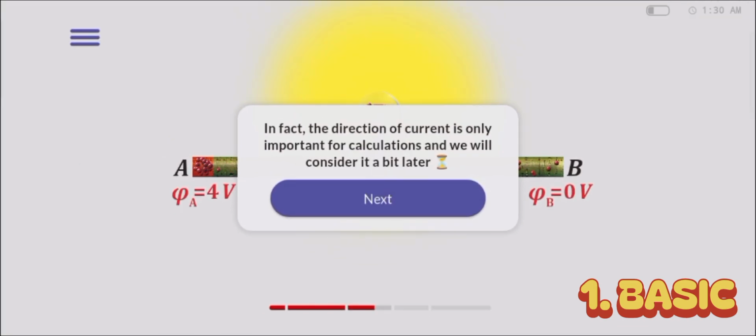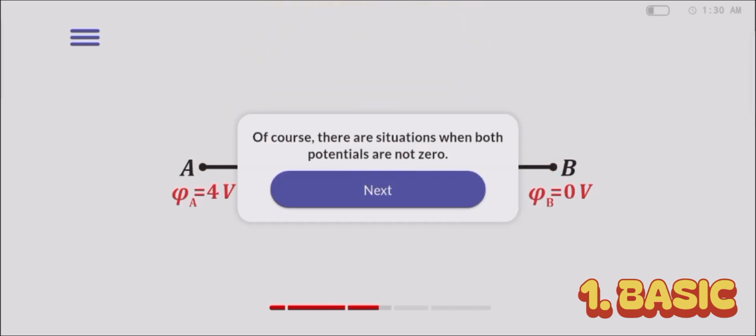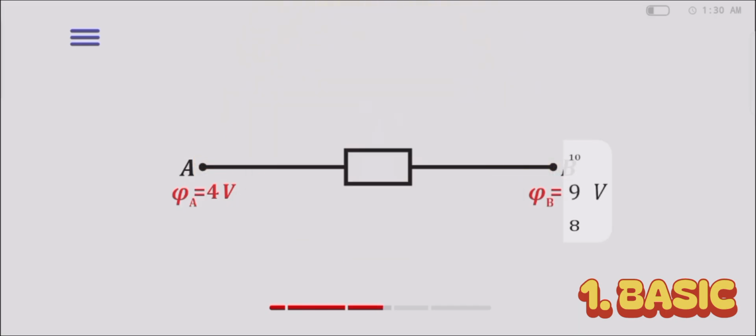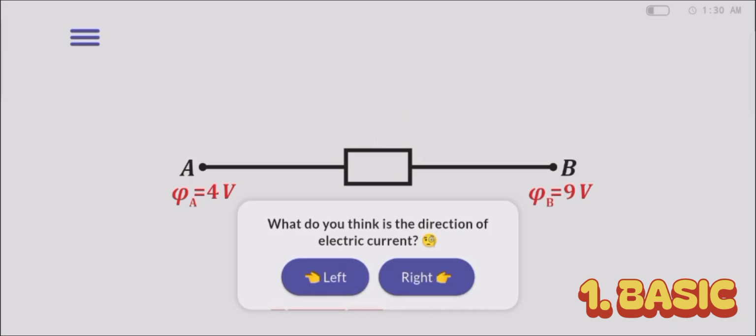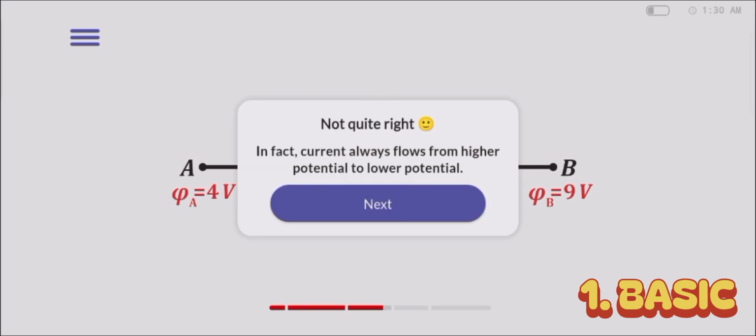The potential created by positive charges is recorded with a plus sign. In fact, the direction of current is only important for calculations, and we will consider it a bit later. Of course, there are situations when both potentials are not zero.